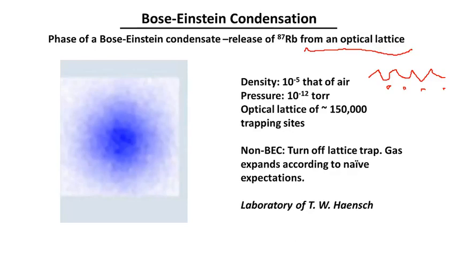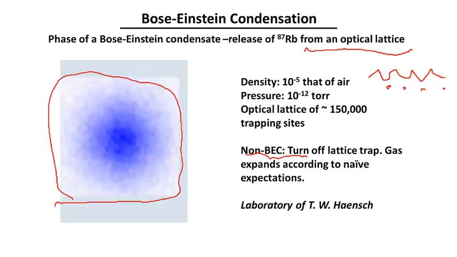So when you have a non-condensed gas in such a trap and you turn the trap off, then what you see is spherical expansion with a little bit of memory retention of the underlying lattice structure. But here's an actual observation of such a system consisting of about 150,000 rubidium atoms in a cubic lattice. So you're seeing a line of sight image showing this spherical expansion of the cloud.